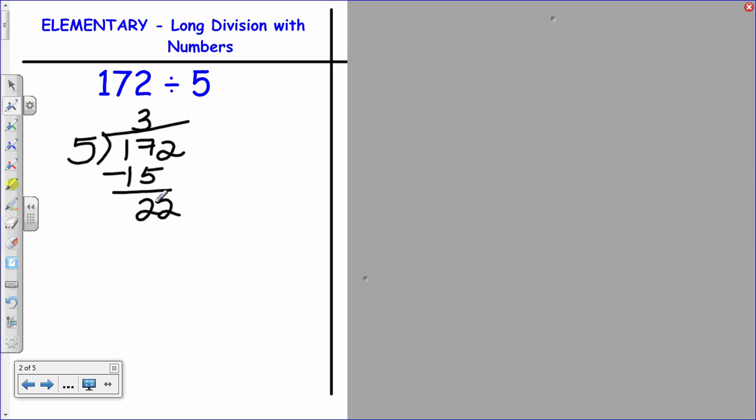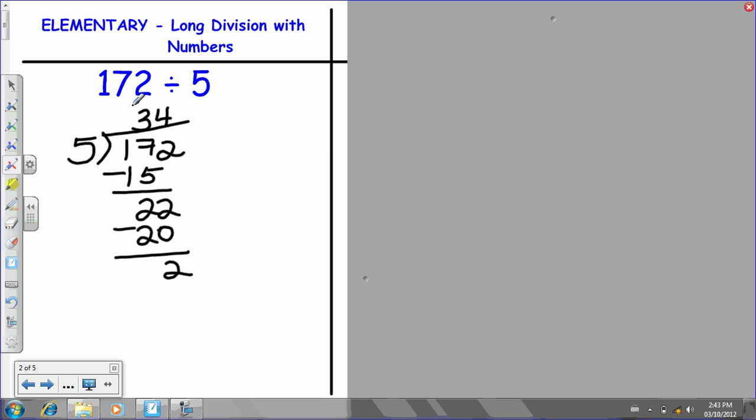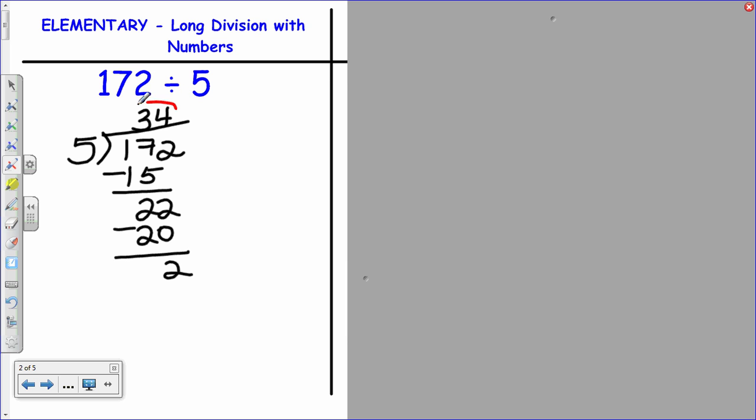17 minus 15 is 2, bringing down the 2 here. And then 5 goes into 22 4 times. 5 times 4 is 20. Subtract, and we're left with a remainder of 2. Now, before we take a look at what those numbers mean, let's go over a little bit of terminology. I might be using these words later, and they come up in the example questions as well, so you got to know what they mean.